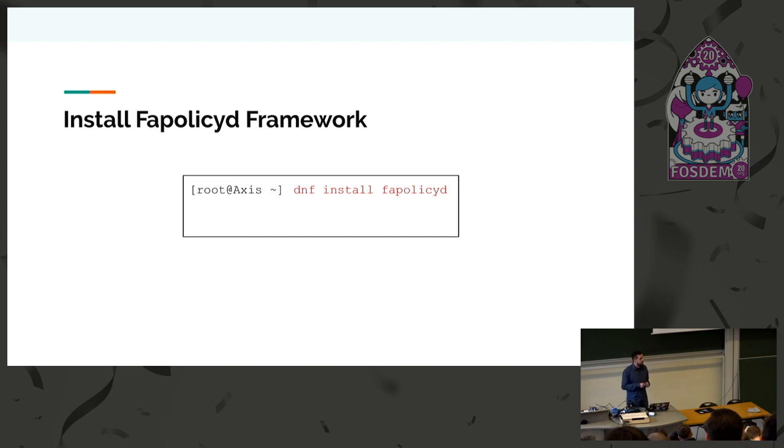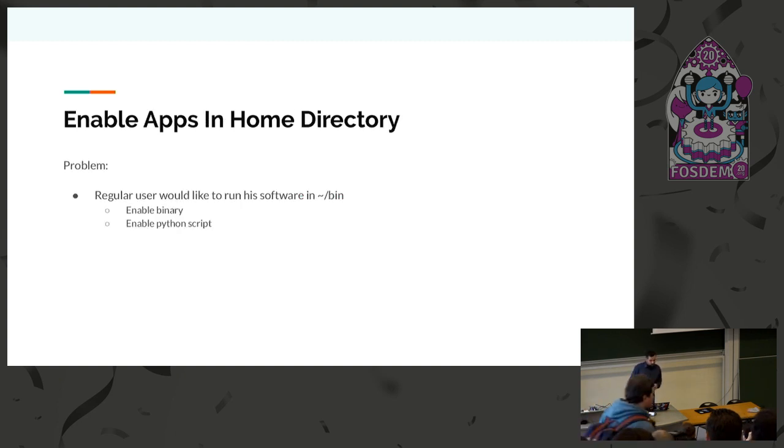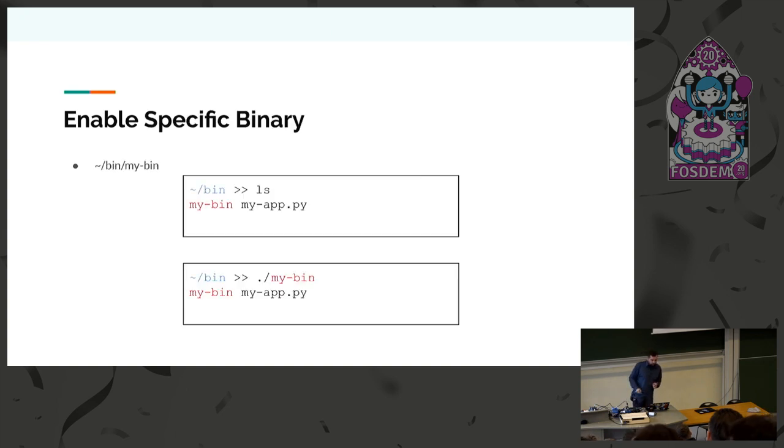We can install the FAPOLICYD framework very easily on Fedora or RHEL. It's as simple as that. So let's try to run it. Let's imagine that we have some applications in the home dir, and we would like to run them even if they are not installed from RPM. So, for example, I have in my bin two applications. First is my binary, which is a normal, usual compiled binary. It is actually a copy of the ls command. And the second is some Python script. So if you run this binary, it works.